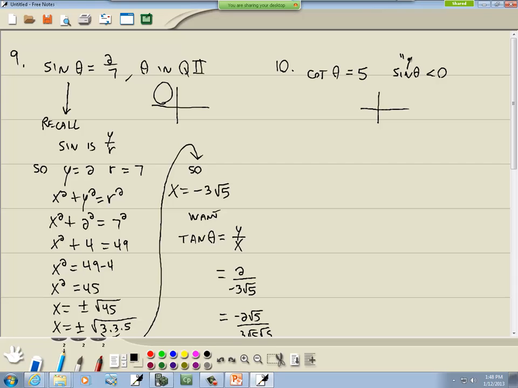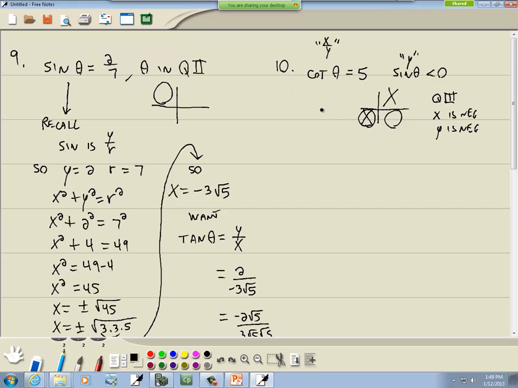Sine, remember, was y. So this is saying y is less than 0. Y is negative. Well, y is negative here and here. Cotangent is positive. Cotangent is equal to x over y. Well, cotangent's positive, because it's equal to positive 5. So cotangent is positive when the signs are the same, which is either here or here. So where they're both true is in quadrant 3. Now in quadrant 3, x is negative and y is negative. So we'll need that piece of information.